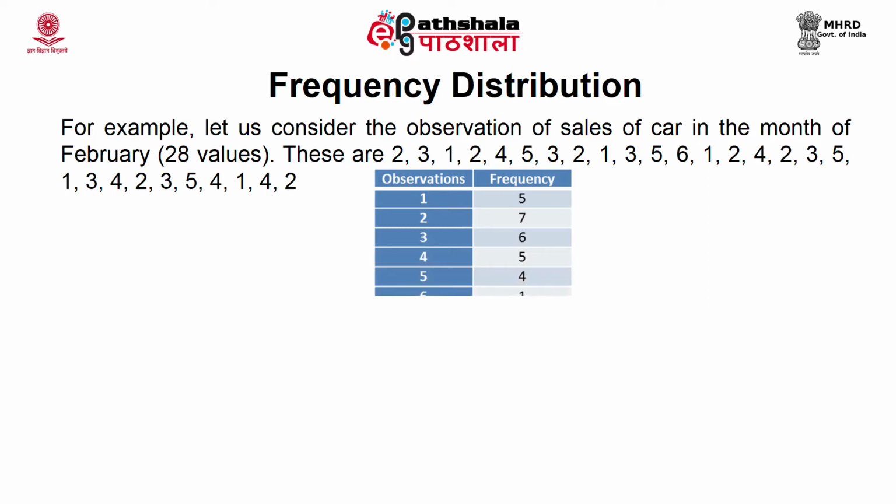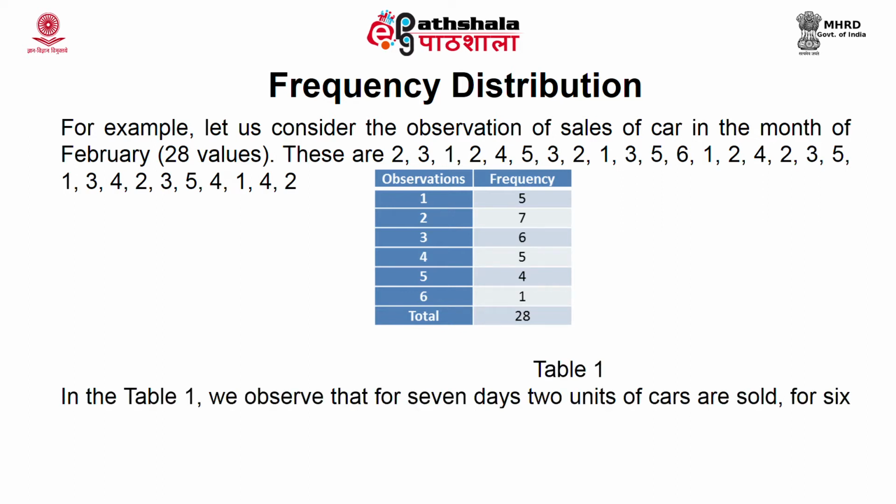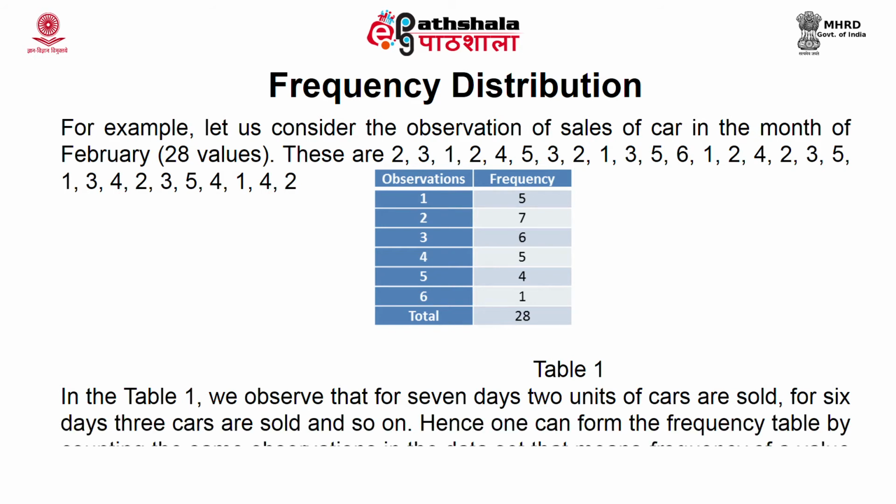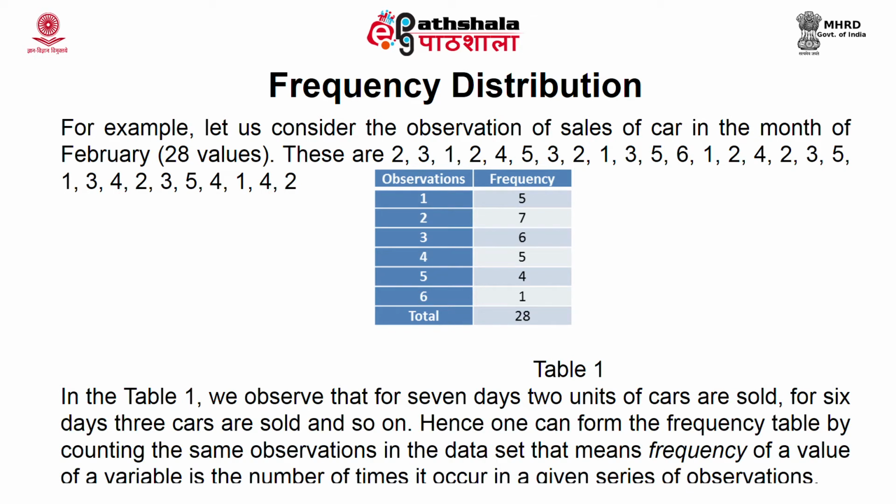For example, let us consider the observations of sale of cars in the month of February, and these are the figures. From table 1 we observe that on 7 days 2 units of cars are sold, on 6 days 3 cars are sold, and so on. Hence one can form the frequency table by counting the same observation in the data set.